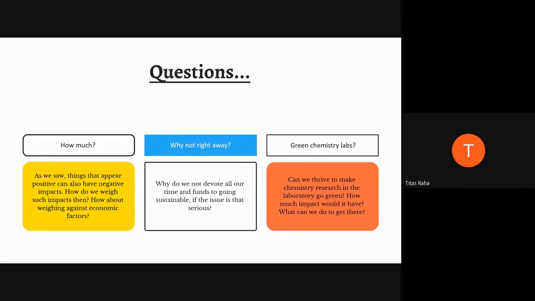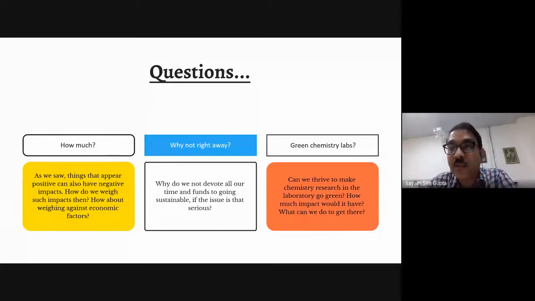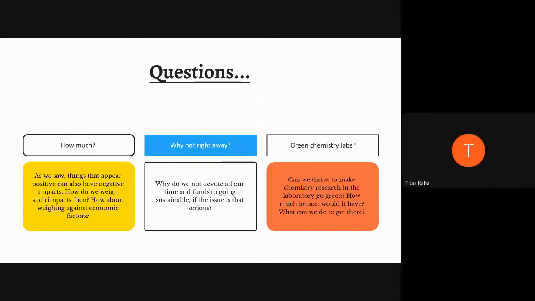Sir, do you mean to say that before a chemical is being used in industry, there needs to be some policing that ensures the sustainability of the chemical? Absolutely. Yes, of course, sir. But how?